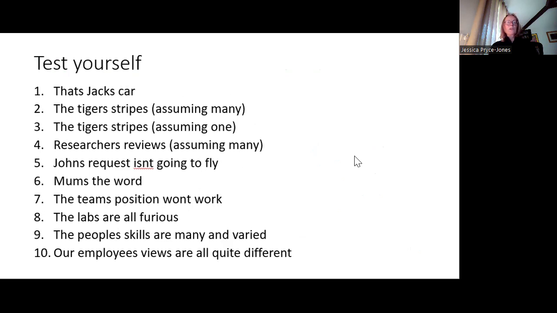Okay, so here is the test for you. Remember, if there's a squiggly line under it, which there is here in number 5, it's always giving you a hint that you should change something. So I suggest that you pop this on pause and fill in your answers.